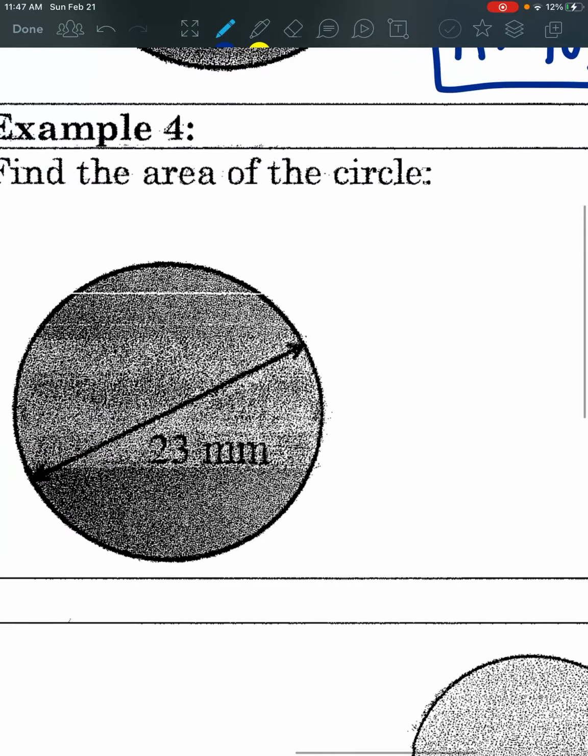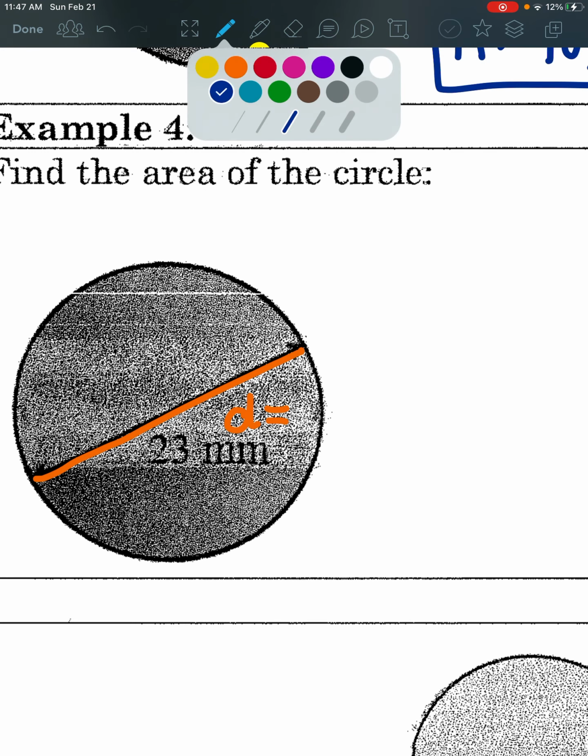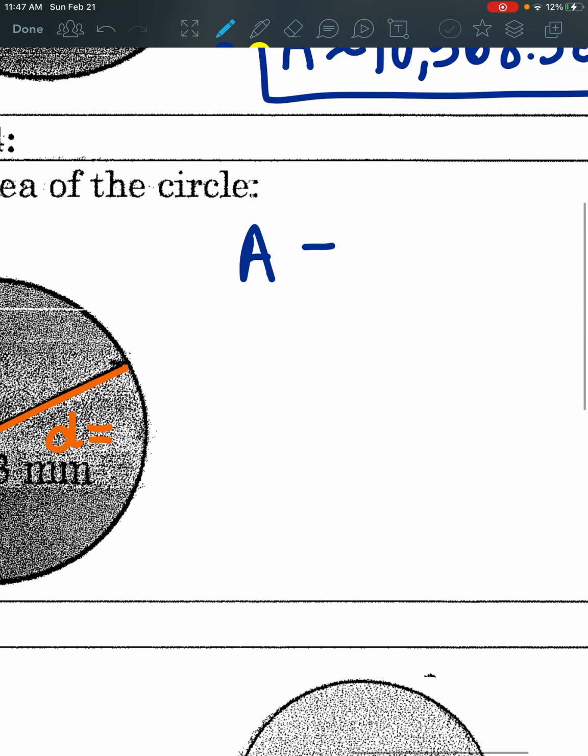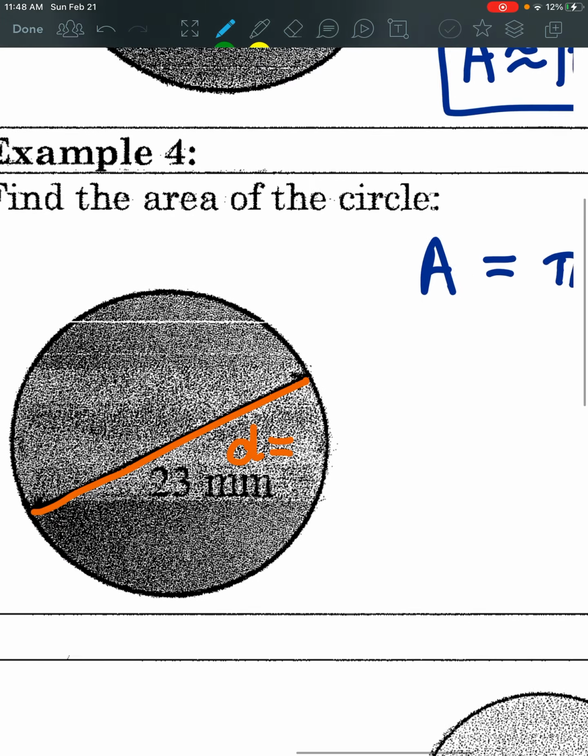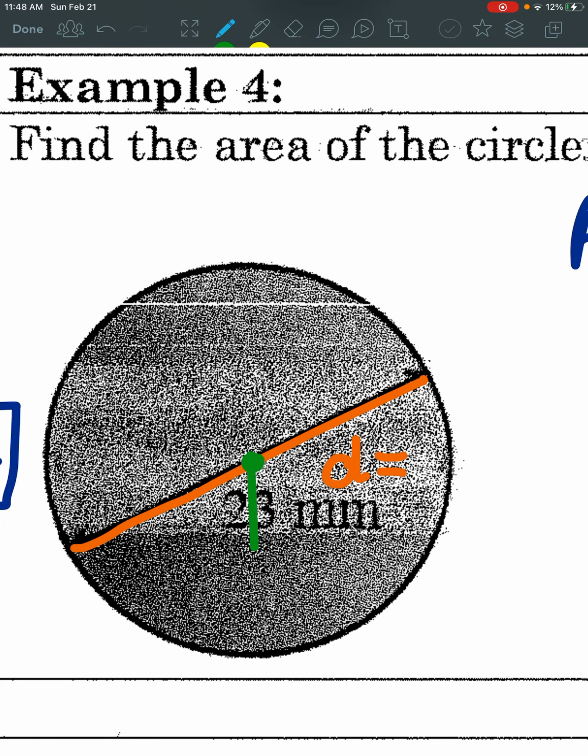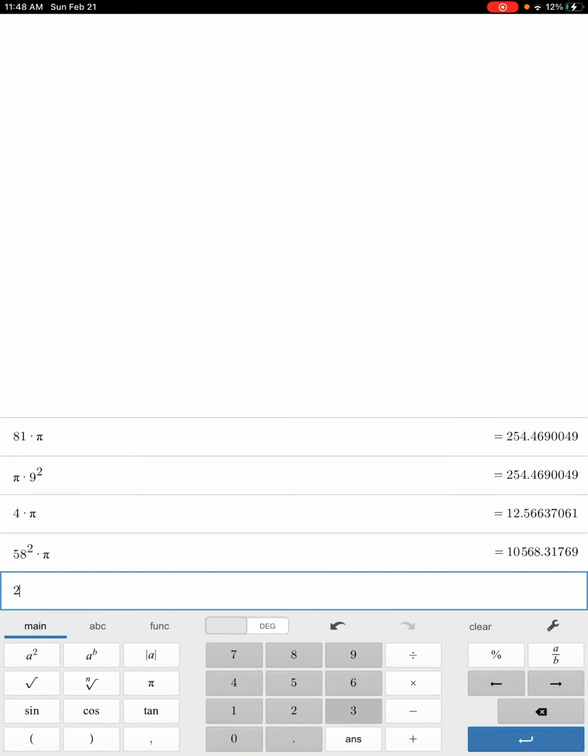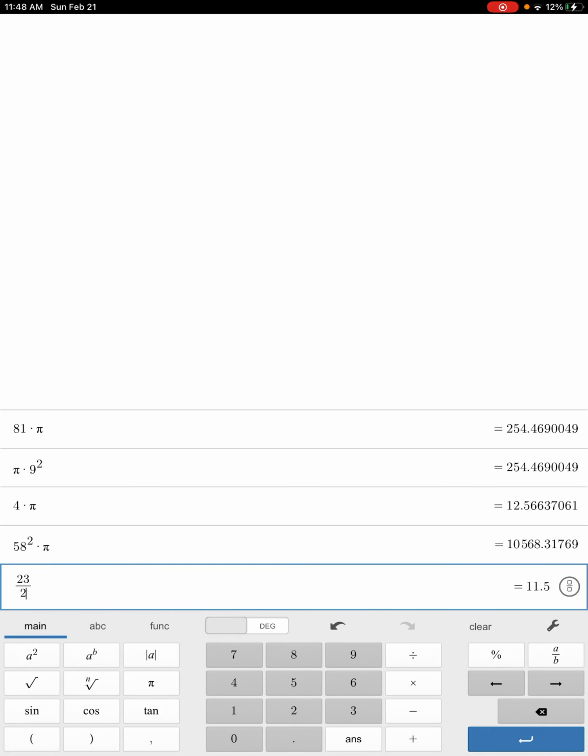All right, one more. We have our diameter in this scenario, all the way across. So the diameter is 23, but for our area formula, we need the radius. So we're going to take 23 and remember, cut it in half to find the radius from the center to the outside. So 23 divided by 2 should be 11.5. And if you didn't know that one off the top of your head, you can always come over to your calculator. 23 divided by 2.